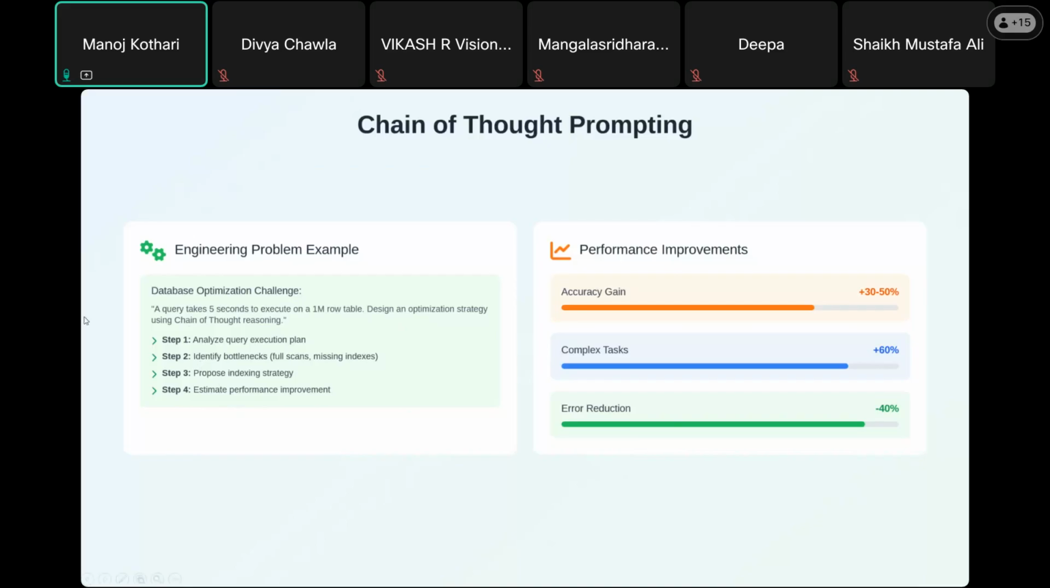But if you write only the above, that this query is taking 5 seconds, design an optimization strategy, then it will not be able to design any strategy because it does not know what else it should do, since you are not telling the AI to analyze the query execution plan or identify the bottlenecks. So AI may not do all this. It will start optimizing your records, and it may not end up anywhere. But if you know that these steps have to be followed, you mention those steps so that it works on those steps only and does not do anything on its own.